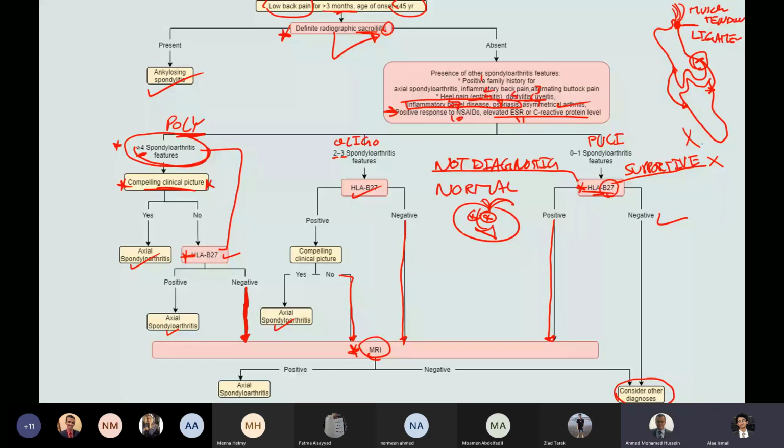So ankylosing spondylitis is one of the differentials of the previous case.